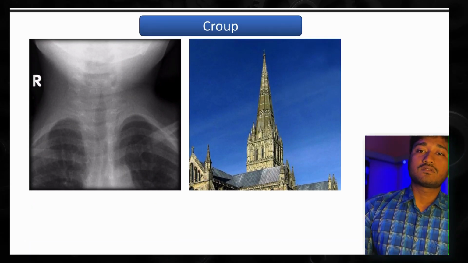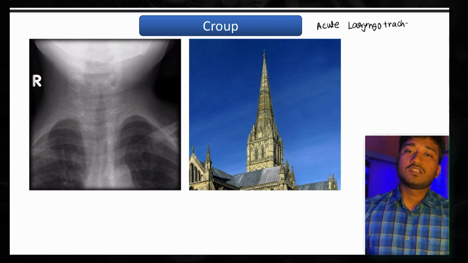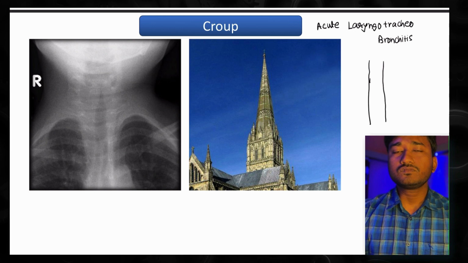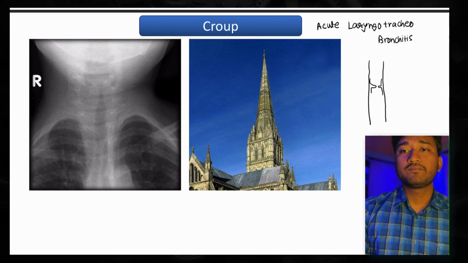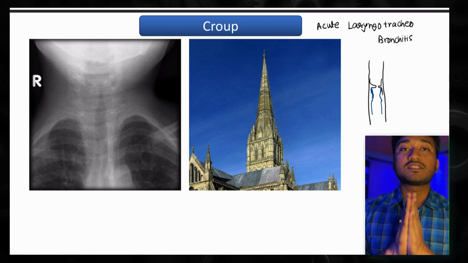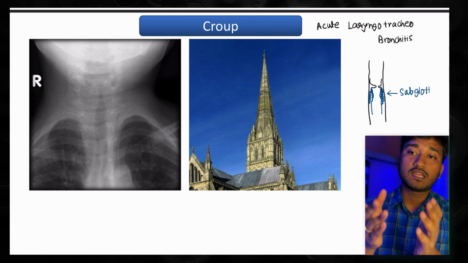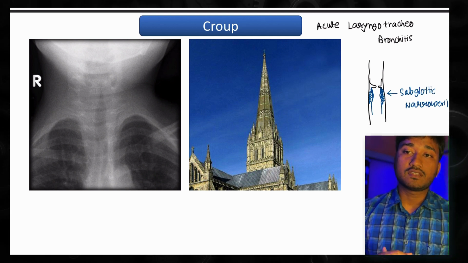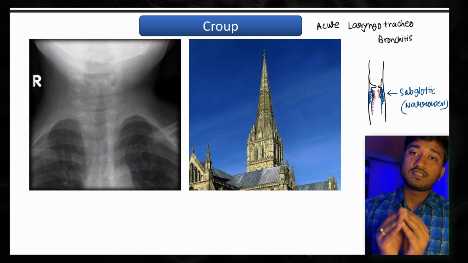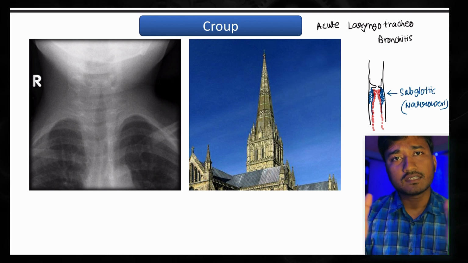Okay, now let's see another thing, that is croup, very important in children. It is also called acute laryngotracheobronchitis. What happens? Please remember one thing. In children, the narrowest portion of the airway is the subglottic space or subglottic region. Here you can see I am drawing the subglottic portion, which is the narrowest. What happens? There is inflammation of this portion, so this portion becomes further narrowed.